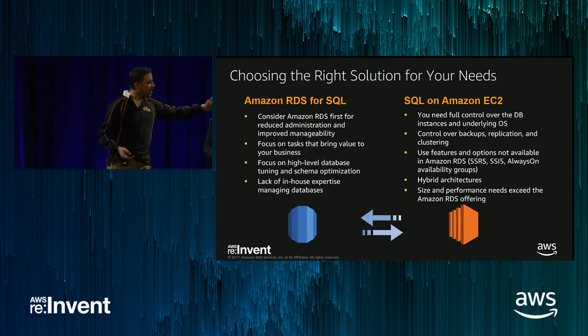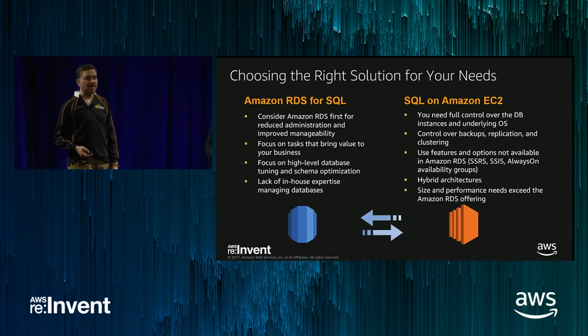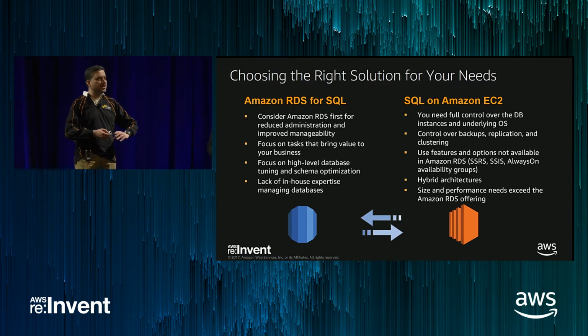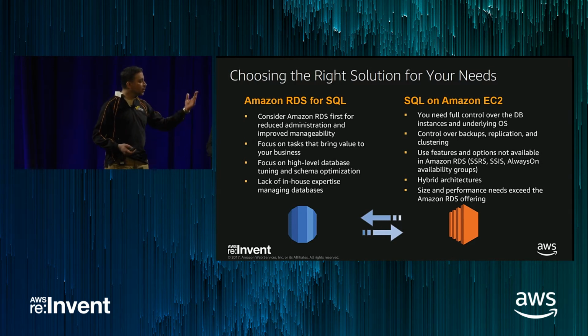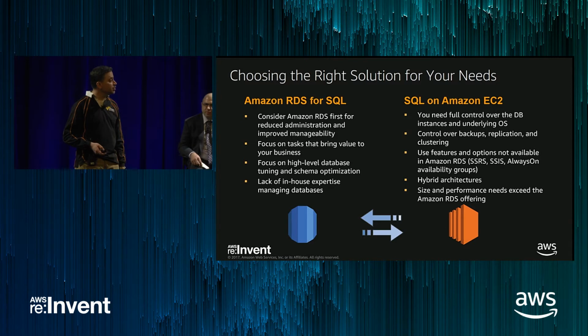And then maybe the RDS instance type does not meet your need. You want maybe the highest instance type, the lowest instance type, whatnot, in which case you can look at running SQL on EC2.